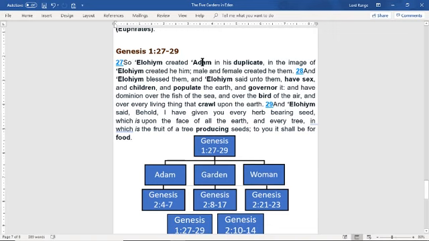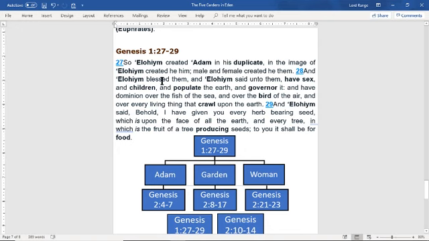It says, so Elohim created Adam in his duplicate. In the image of Elohim created he him, male and female created he them. He did not create female in his image. He created Adam in his image, and he cloned female from man.